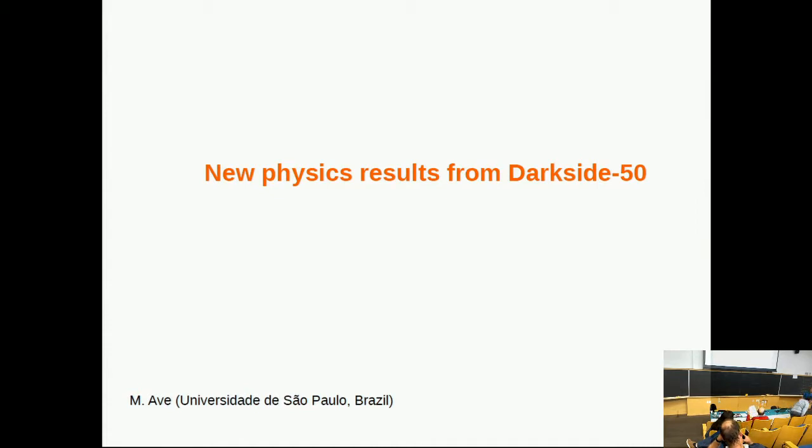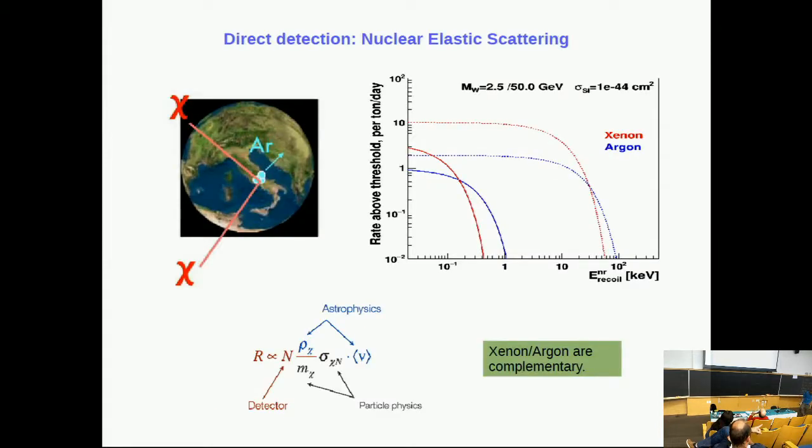Results from DarkSide-50. This is a 50 kilogram experiment. DarkSide is an experiment which is actually very similar to the type of detectors that XENON uses, which is a time projection chamber, but the difference is that it uses an argon target.